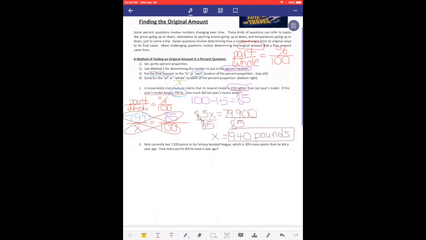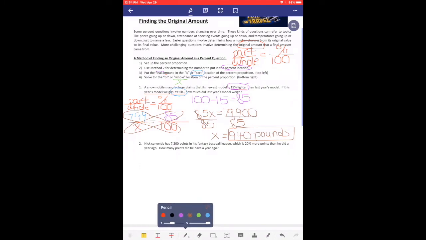Question 2. Nick currently has 7,200 points in his fantasy baseball league, which is 20% more points than he did a year ago. How many points did he have a year ago? So the important things that we're going to underline here is that he currently has 7,200 points, and that's 20% more points than he did a year ago. So my percent proportion is part over whole equals percent over 100.